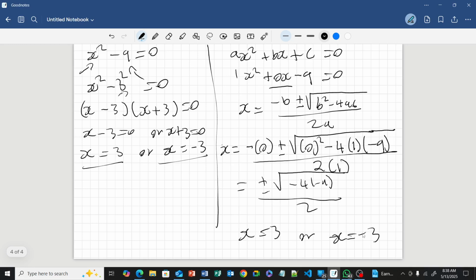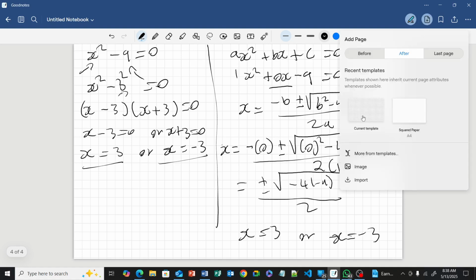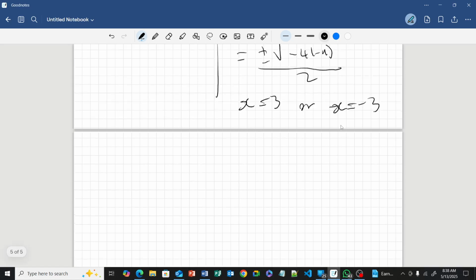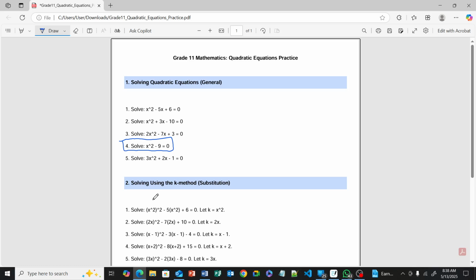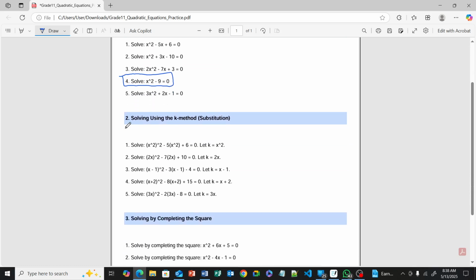Okay guys, this is everything that you needed to know when it comes to a quadratic formula and factorizing using the standard method. Now let us check how can we use the K method. The K method, we only use it when they want you to factorize and you really don't know how to factorize. Okay, now number 1, we have x squared squared minus 5x squared plus 6.